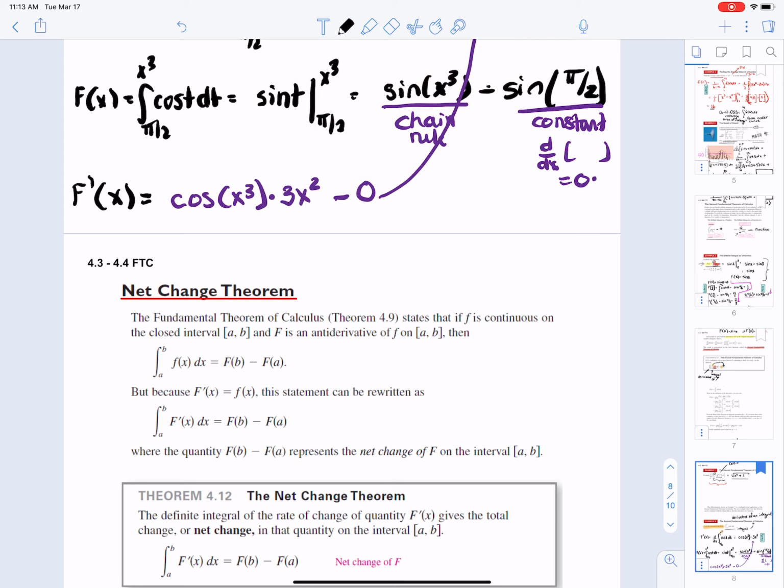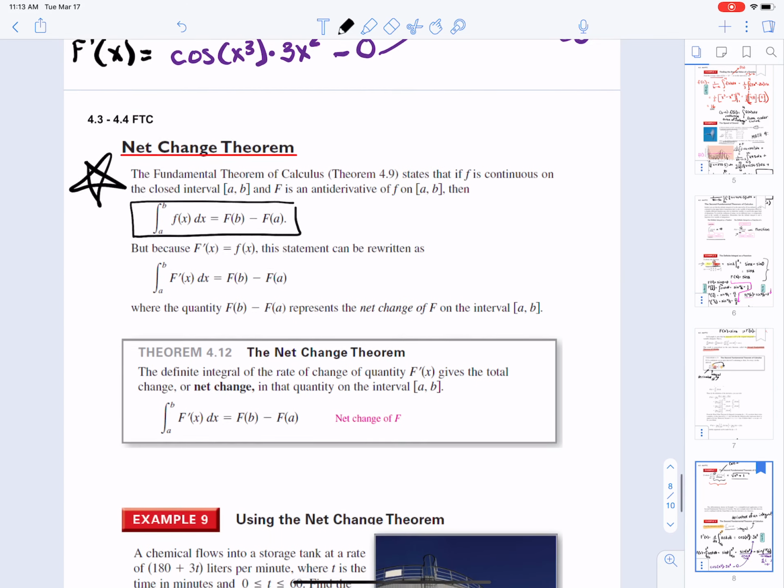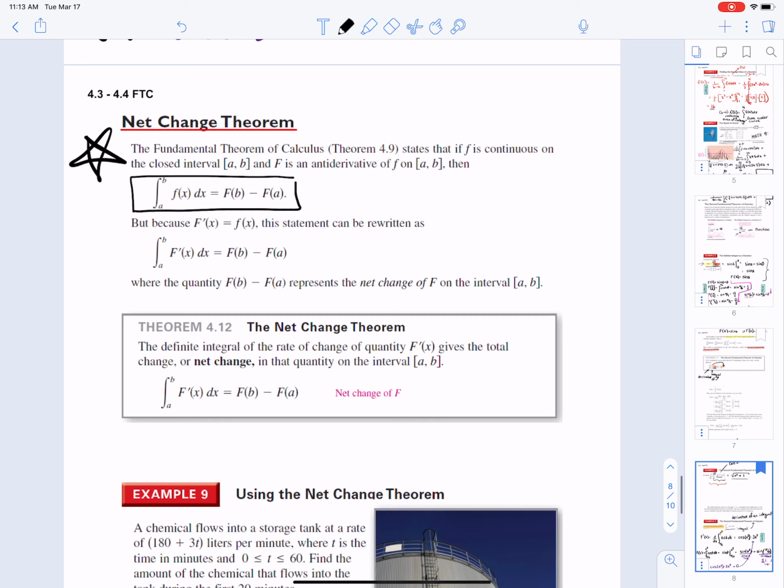Now the next theorem we're going to cover is the net change theorem, which is super, super important. It tells me that if I want to do the integral from a to b of f of x dx, area under the curve, it's equal to the antiderivative function. You take the top limit, sub in the bottom limit.